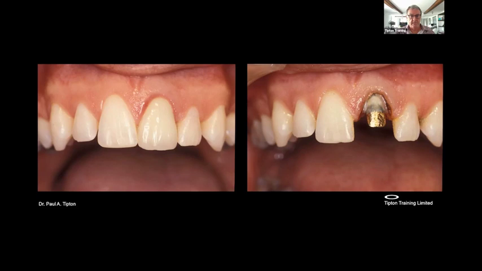Immediate placement and temporization, not immediate loading. So I'll give you an, for instance here. We have a tooth which is root filled. You can see a post crown in it. We have a fracture down the long axis of the root. And at the moment, that has not caused any pocketing, any loss of labial plate. So we're still in a relatively healthy situation, although the tooth has to come out.